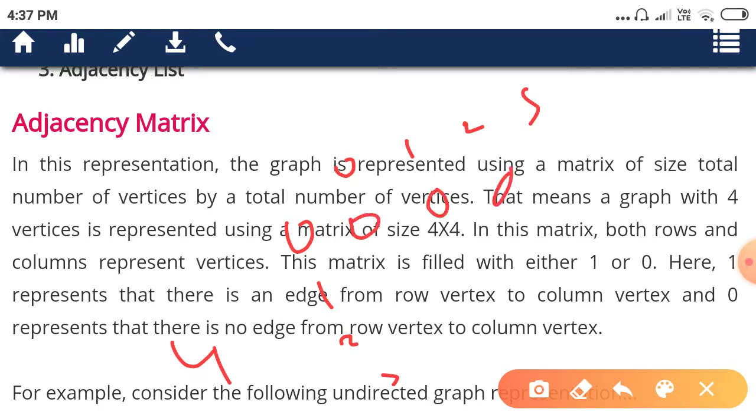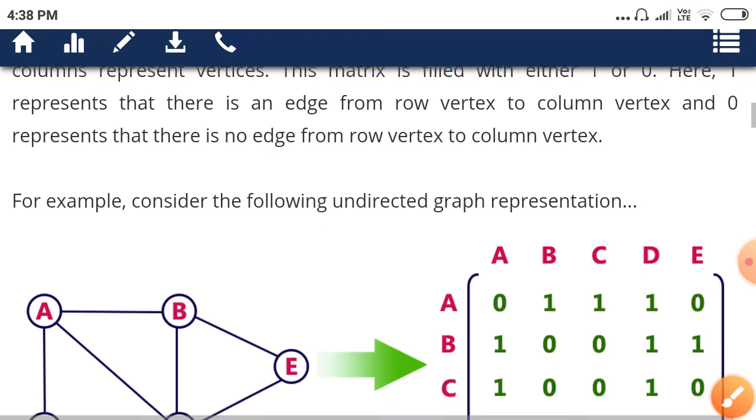What are the values? Okay, how to define these values? How to fill this matrix? This matrix is filled with either 0 or 1. 1 represents that there is an edge from the row vertex to the column vertex, and 0 represents no edge from the row vertex to the column vertex. So for that we have to see this example.